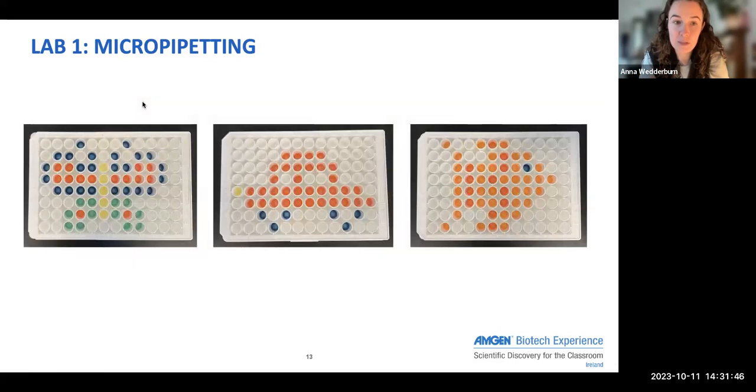So these are what some of the pictures look like. There's a butterfly, a car, a fish. There's also a rocket and a flower. So that is lab 1 complete.